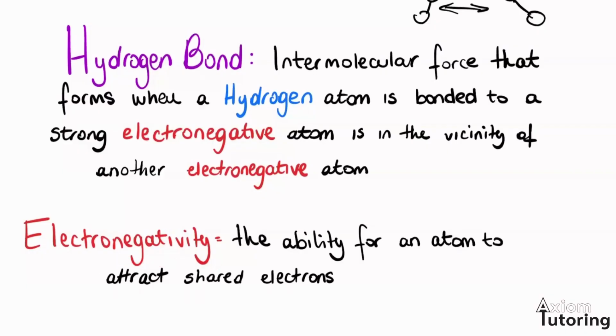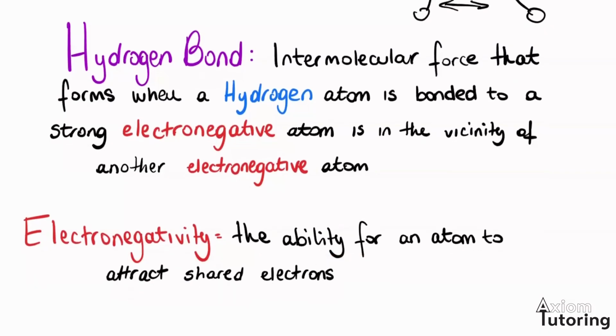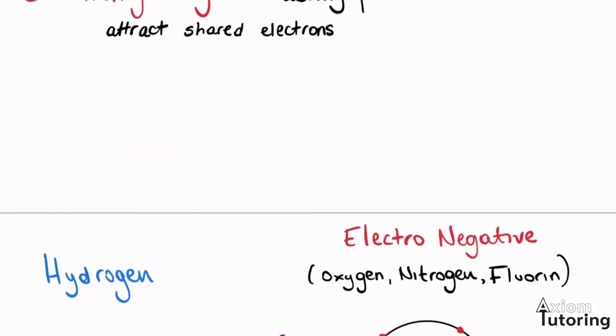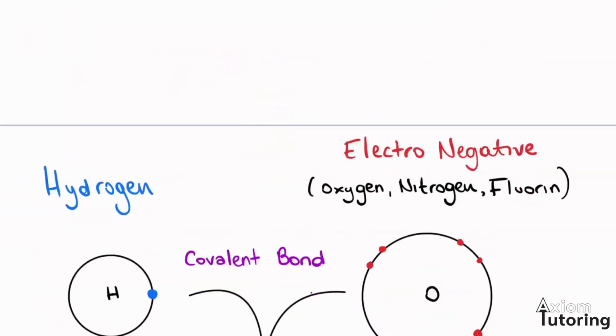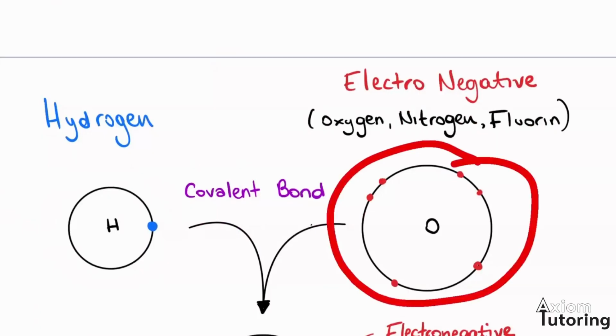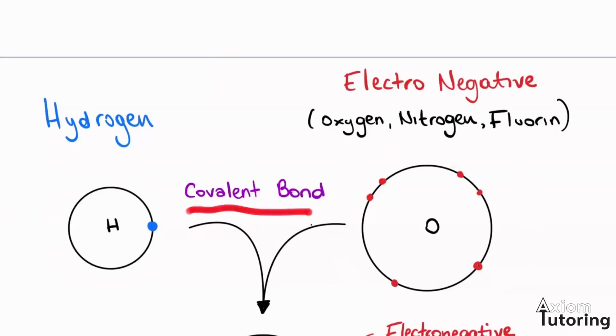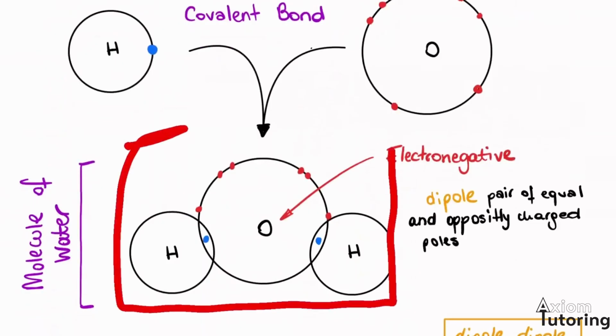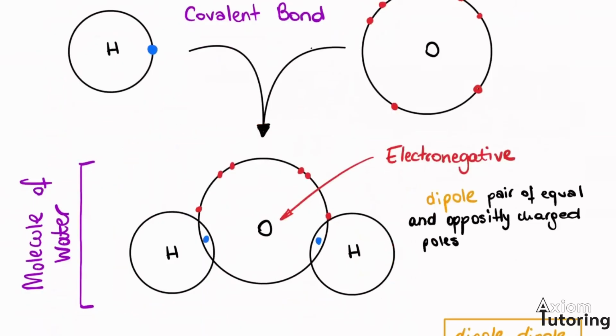Electronegativity is the ability for an atom to attract shared electrons. And there are three atoms that are capable of doing so, and they are oxygen, nitrogen, and fluorine. So let's take oxygen, for example. When hydrogen and oxygen bind together covalently, they share their electrons in this manner to form a molecule of water.